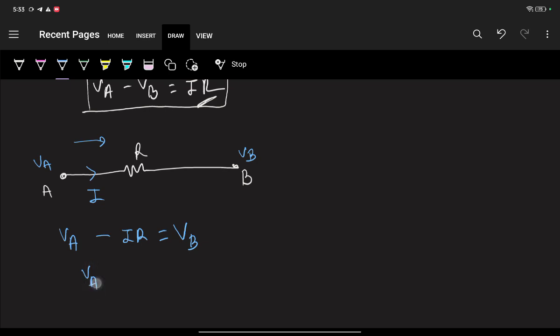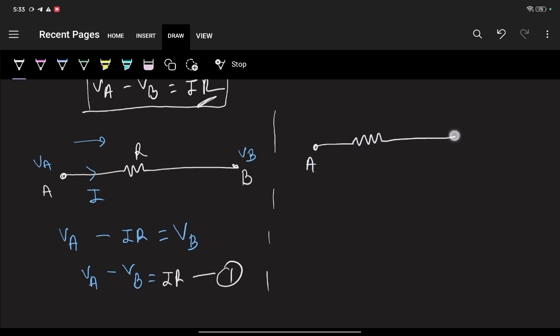So the potential across AB is IR, right? Similarly, in this same situation, what if you are walking opposite to the electric current? Let's say this is the electric current and you are walking in this direction.